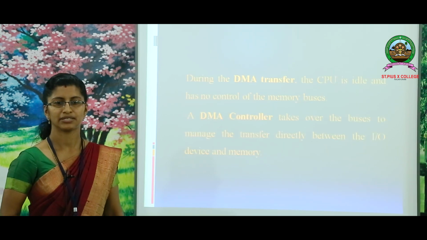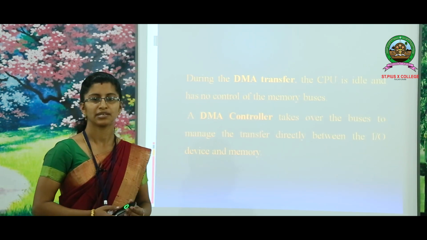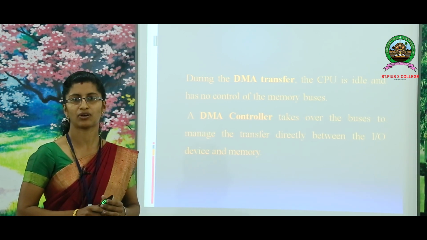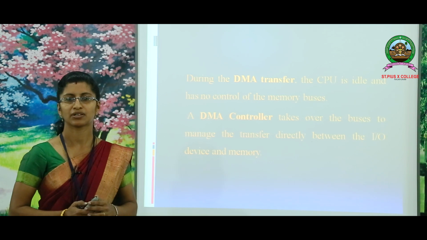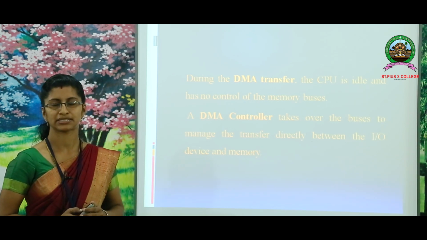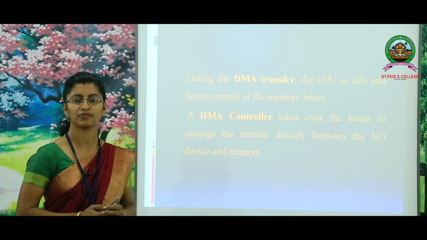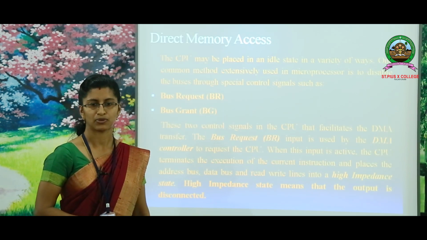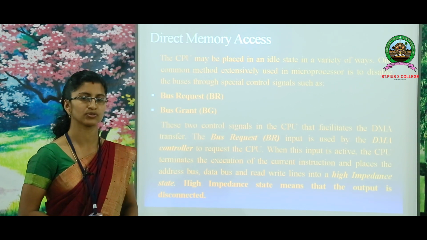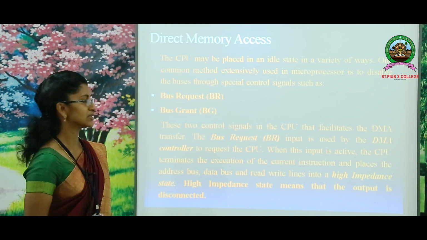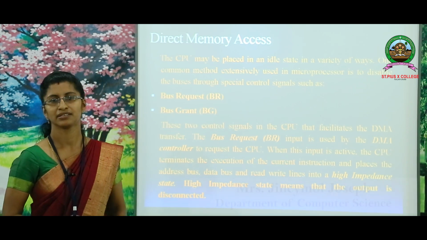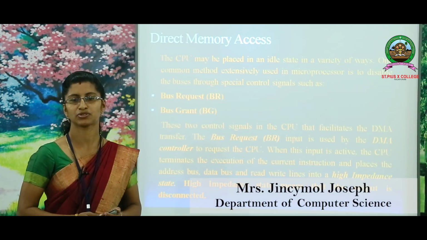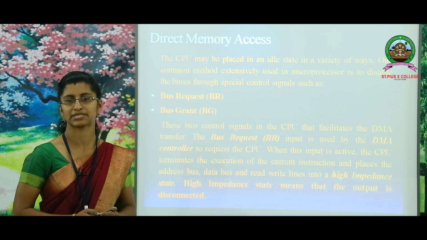Next, for the DMA transfer, during DMA transfer the CPU is idle and has no control over the memory buses. The DMA controller takes over the buses to manage the transfer directly between the I/O devices and memory. For the direct memory access or DMA process, two control signals are used. The first one is bus request and the second one is bus grant. The bus request is initiated by the DMA controller, requesting the CPU to relinquish the control of the buses.